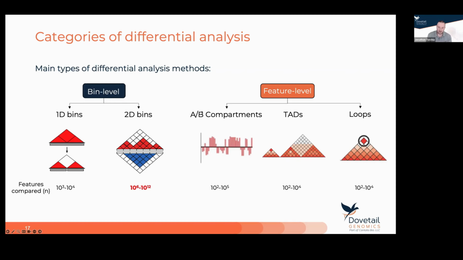The feature level is when we're doing the comparative analysis after we've already called the individual features. So it's a lot simpler to interpret from a biological perspective. It's a lot easier to compare just AB compartments between two samples, or compare the TADs that are present or absent in two samples. And the number of features generally stays under the 10,000 to 50,000 range. So it's a lot easier to handle, a lot more analogous to what you would do for RNA-seq, where it's individual features that you're comparing. Although they come with trade-offs.